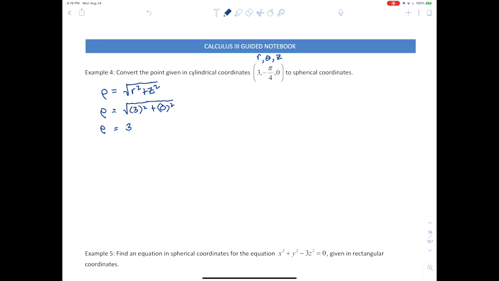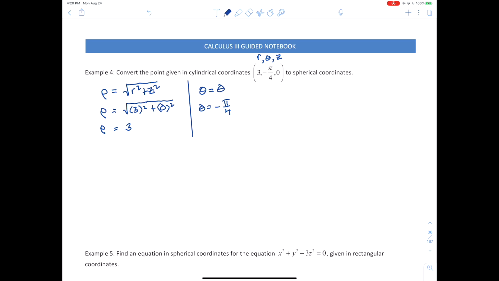That wasn't so bad, right? And then remember that theta is just equal to theta, right? So here, that was one of them. So theta equal to theta. So our theta is just going to be negative pi over 4.